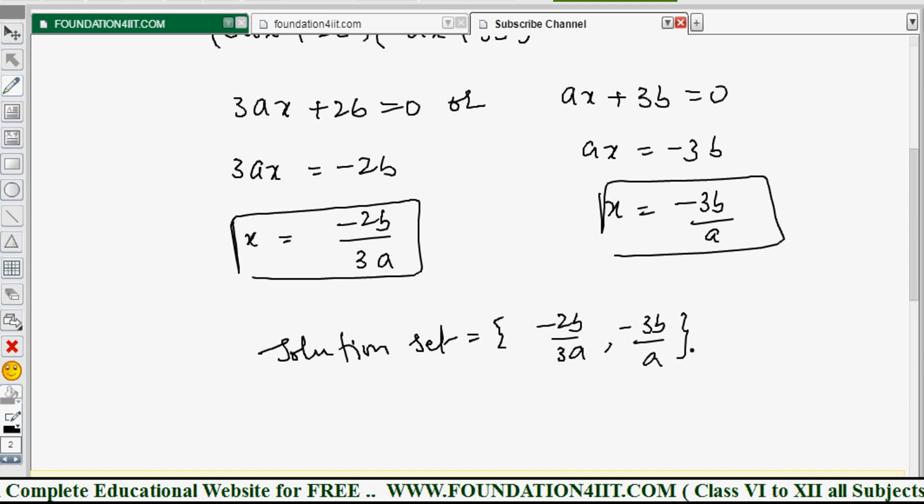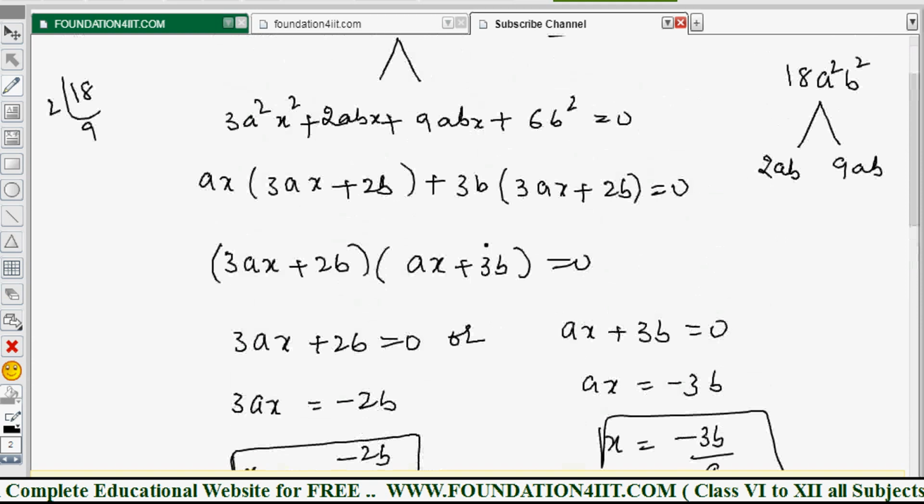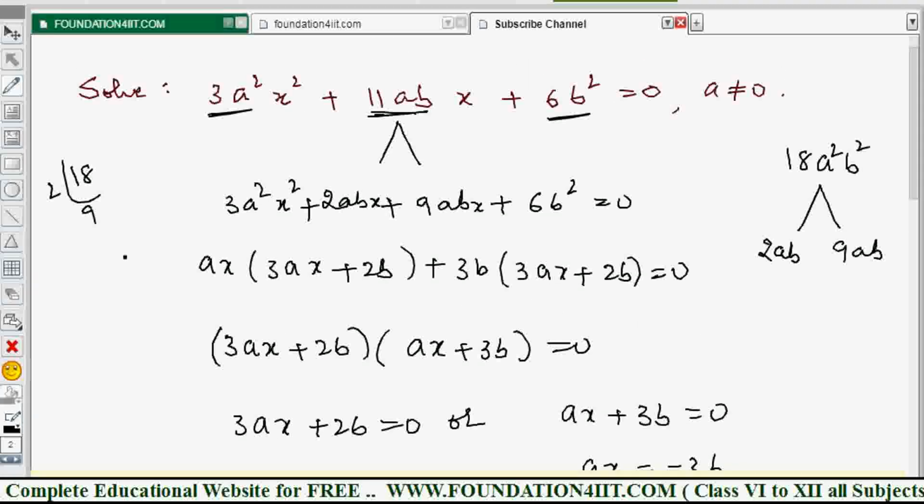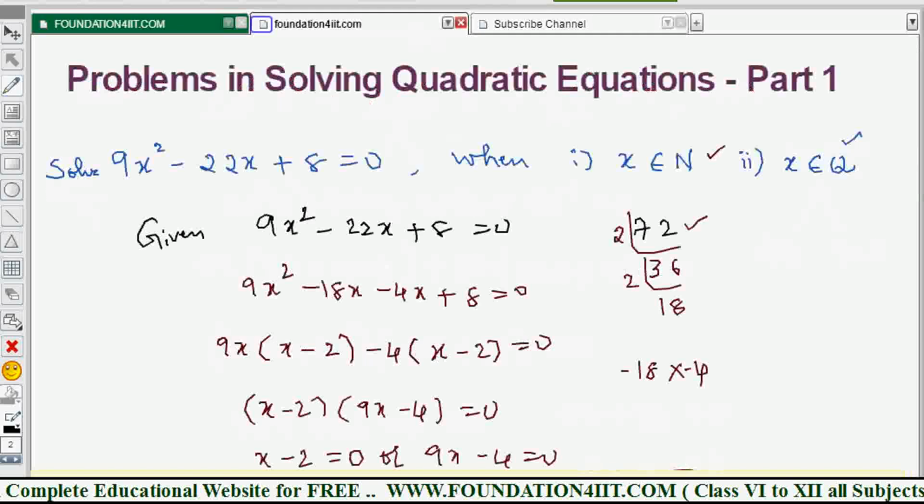So whether it has variables or constants or numbers, the concept is the same. So don't forget the concept. And according to this, you can see the same. Now, not only this, let me explain some more problems, different quadratic equations now.